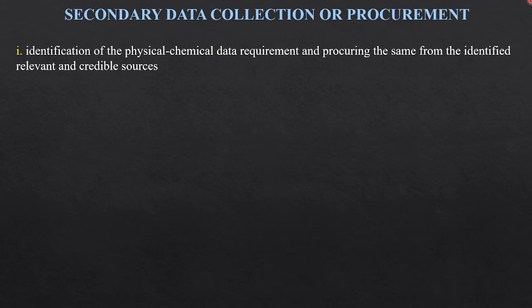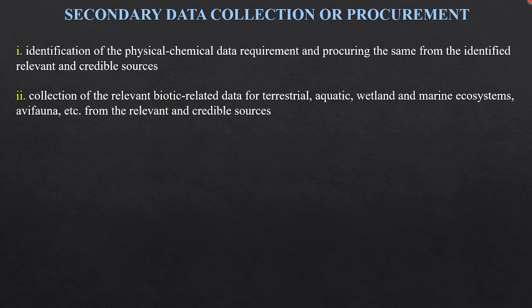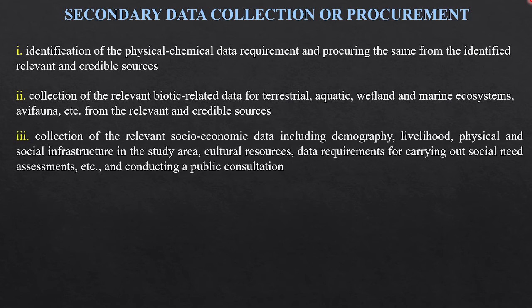And for secondary data collection and/or procurement: identification of physical and chemical data requirements and procurement of the same from the identified relevant and credible sources, collection of the relevant biotic data for terrestrial, aquatic, wetland and marine ecosystems, avifauna, etc. from relevant and credible sources, collection of the relevant socio-economic data including demography, livelihood, physical and social infrastructure in the study area, cultural resources, data requirements for carrying out social need assessment, etc., and conducting a public consultation.